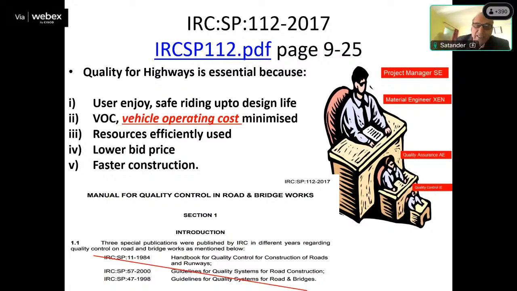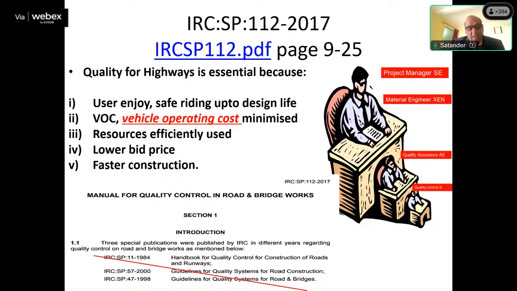If a user is not happy, it means whatever quality control we are doing, we are not doing justice to our project. Second thing, the vehicle operating cost should also be as minimum as possible. Suppose for 1 kilometer, whatever you are having, it should go a maximum length. Resources we must use efficiently.